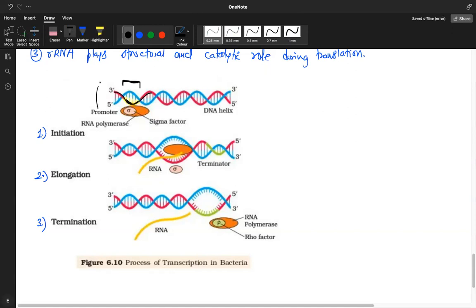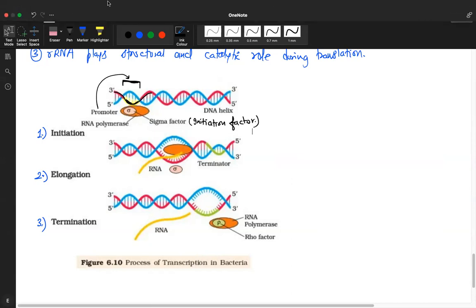That is the promoter region. They have shown it here. This is RNA polymerase, and this is a sigma factor, also known as the initiation factor. It is a protein. The point is, how will the RNA polymerase know where to begin and where to bind in the DNA? For that, this sigma factor comes into the picture. It binds to RNA polymerase momentarily, just to guide it and tell it that you have to start from here.